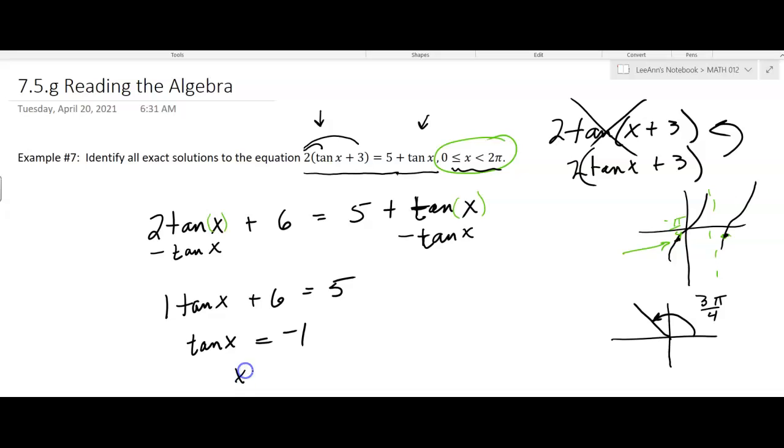And so x is going to equal 3 pi over 4. But we're going to go over here to the fourth quadrant and pick up another one. So that's going to be 7 pi over 4. And so we get two solutions here: 3 pi over 4 and 7 pi over 4.